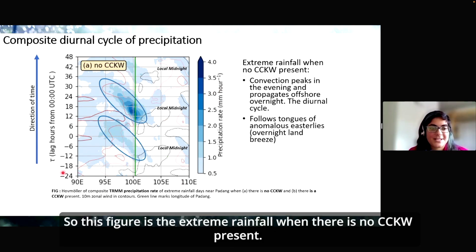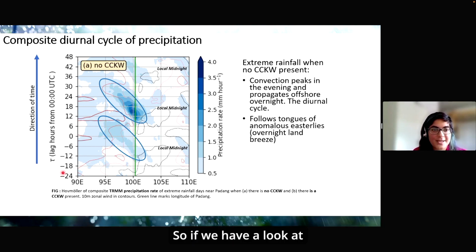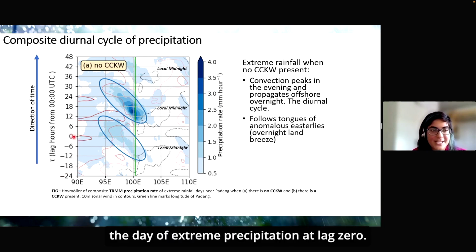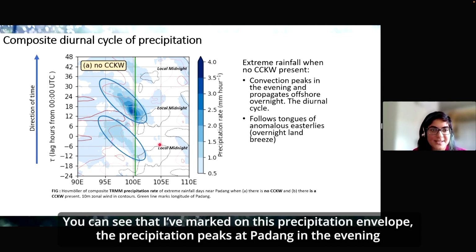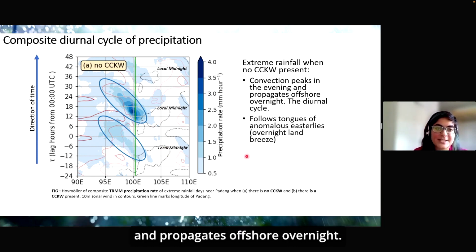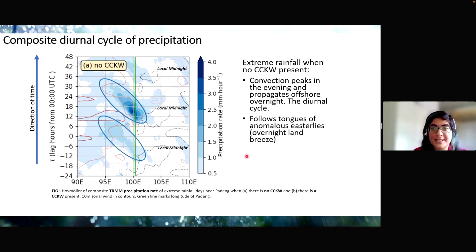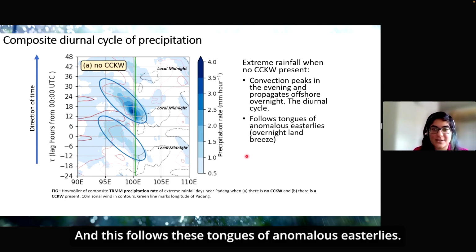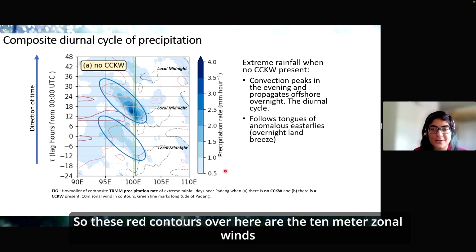So this figure is the extreme rainfall when there's no CCKW present. If we have a look at the day of extreme precipitation at lag 0, you can see that I've marked on this precipitation envelope. The precipitation peaks at Padang in the evening and propagates offshore overnight. And this follows these tongues of anomalous easterlies. So these red contours over here are the 10-meter zonal winds.